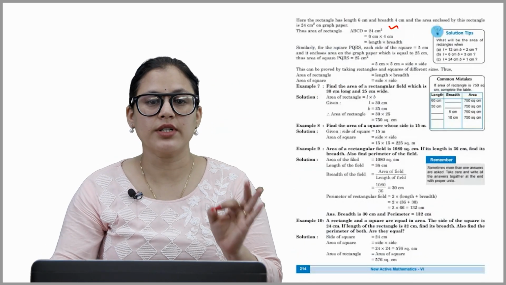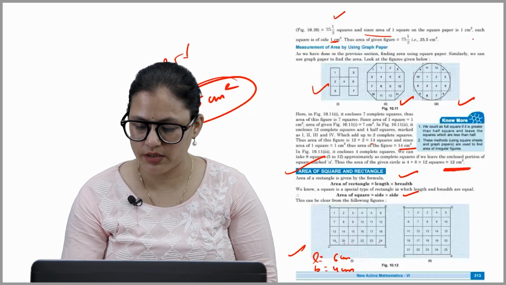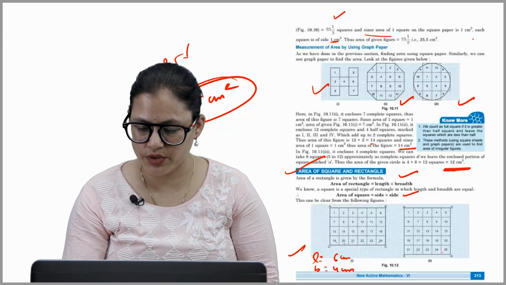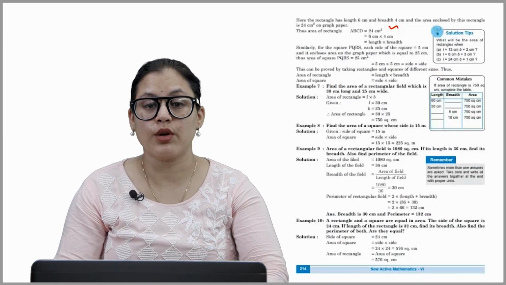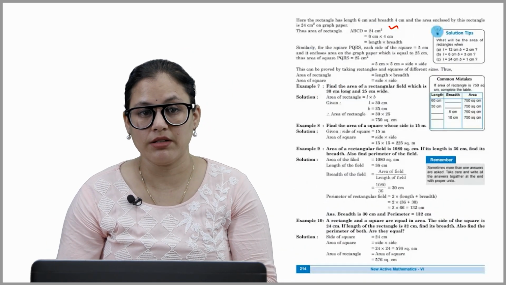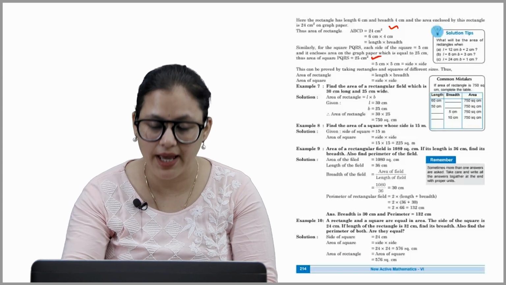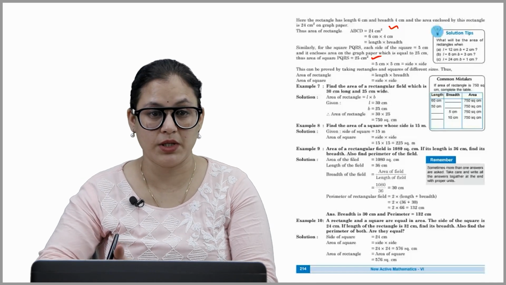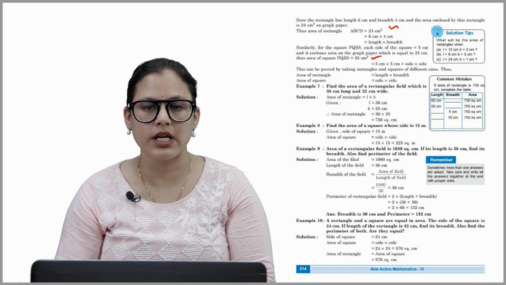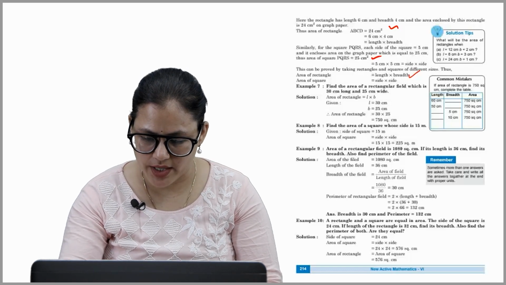Okay. Similarly, for the square PQRS, each side of the square is equal to 5 centimeter. Here we can check 1, 2, 3, 4, 5 on each side. So, each side of the square is 5 centimeter, and it encloses area on the graph paper which is equal to 25 centimeter square. This area of square PQRS is equal to 25 centimeter square, and also, area of a square is side into side, that is 5 into 5 centimeter square. Okay, this can be proved by taking rectangles and squares of different sizes. Thus, area of rectangle is length into breadth and area of a square is side into side.